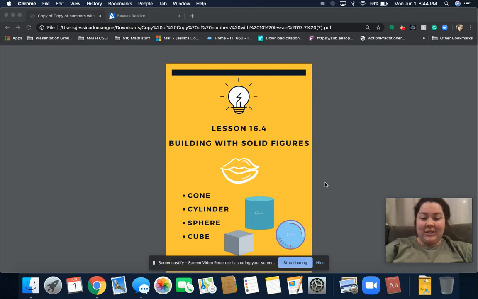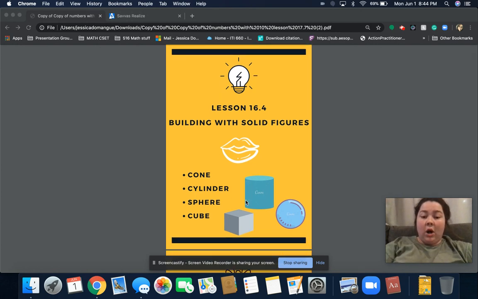Hi, scholars. So today we're looking at lesson 16.4, Building with Solid Figures. Right here, our academic words are all of the solid figures that we've been learning about lately: cones, like an ice cream cone, a cylinder, like this one here, kind of like a jar, a sphere, and a cube.